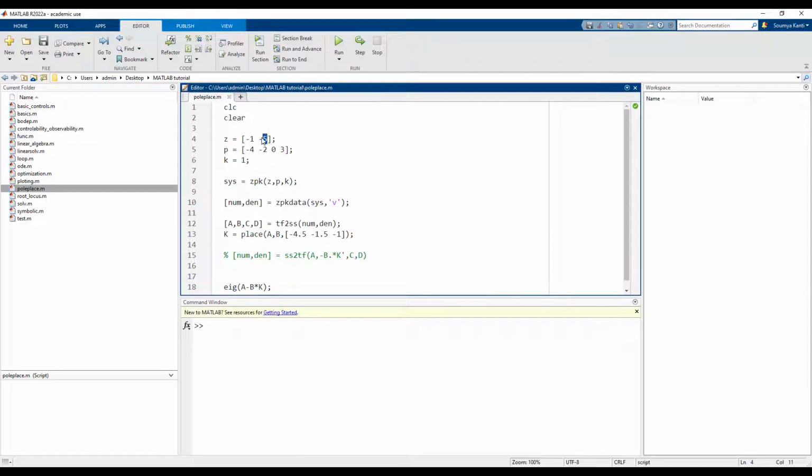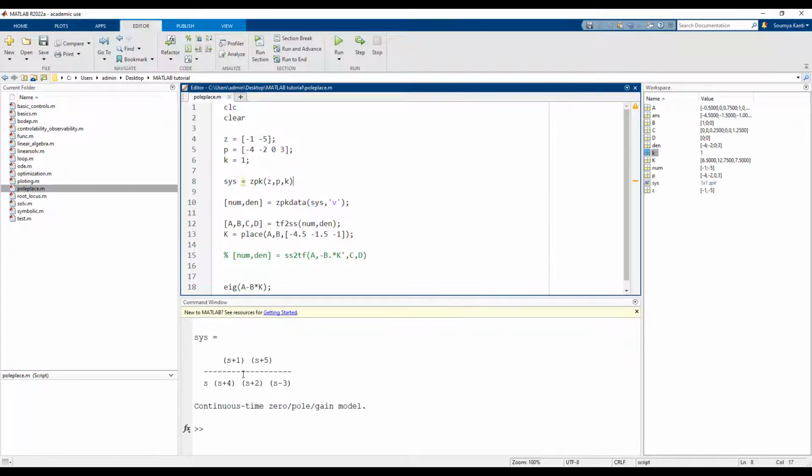Suppose the zeros are at these locations, the poles are at these locations, and the gain value is 1. This is how we define the system, Zpk, which is our control system. If I show you what this is, you can see that this is the transfer function, and the zeros, poles and gain match the system. Now we are converting it into the numerator and denominator polynomial as required.